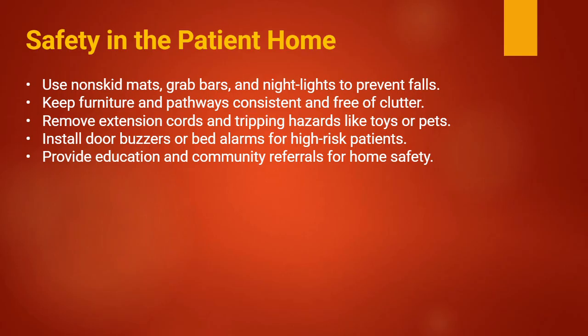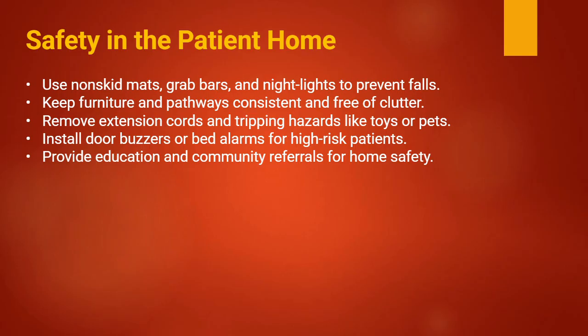Adequate lighting is also crucial. Installing night lights in hallways, bedrooms, and bathrooms helps patients safely find their way at night. Poor visibility is a leading cause of nighttime falls. Furniture and room layout should remain consistent. Rearranging furniture may confuse elderly or cognitively impaired patients who rely on memory for safe movement. Clear pathways and avoid clutter to ensure mobility aids like walkers or canes can be used without obstruction.